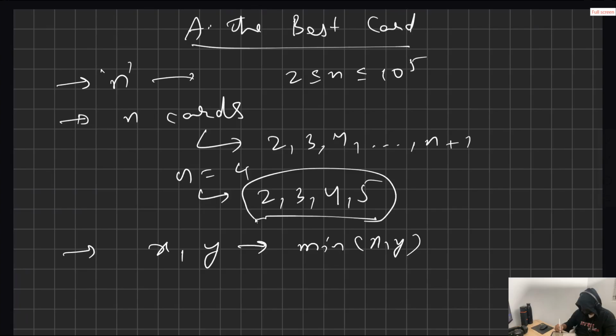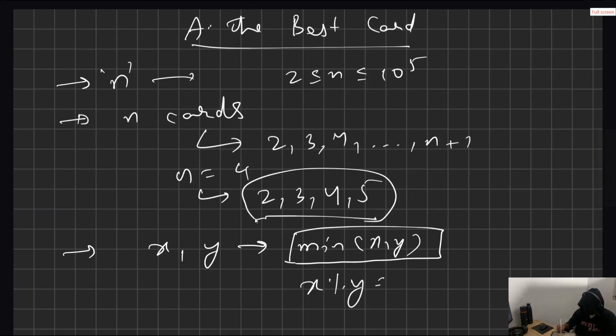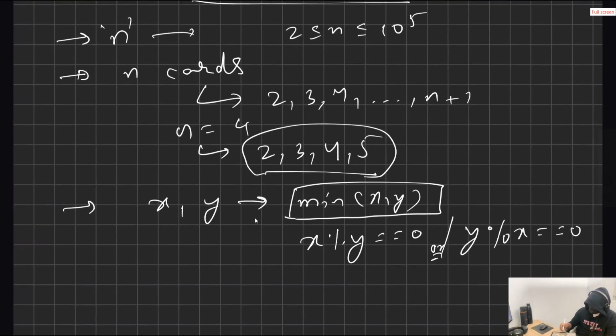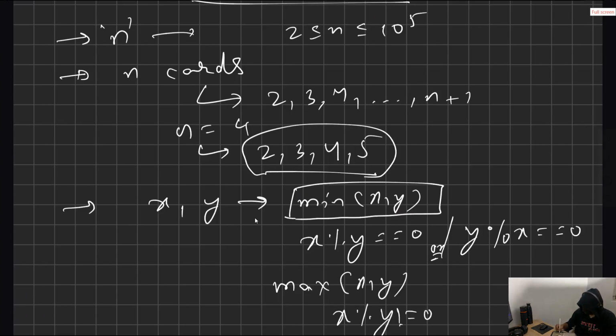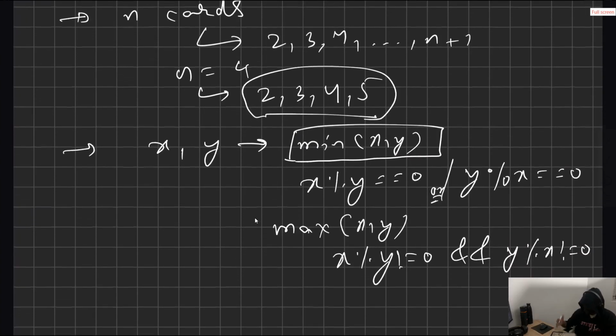So the minimum of x comma y wins when one of the numbers is divisible by the other, that is x modulo y is equal to 0 or y modulo x is equal to 0. And the higher card of x comma y wins when neither number divides the other. So these are the cases.